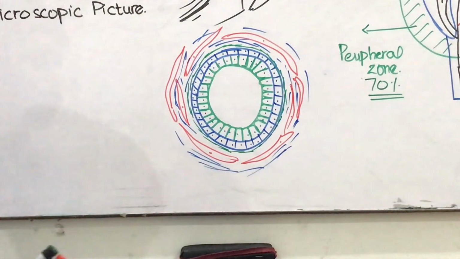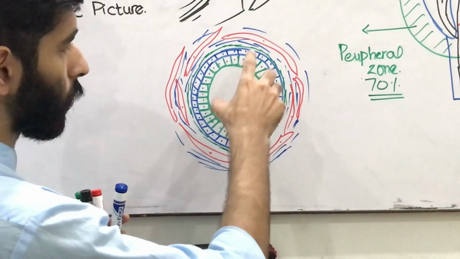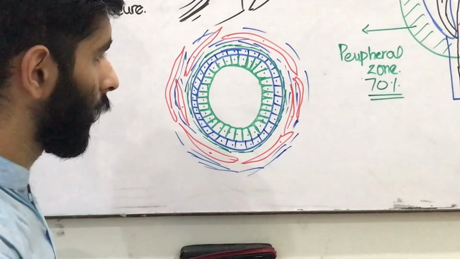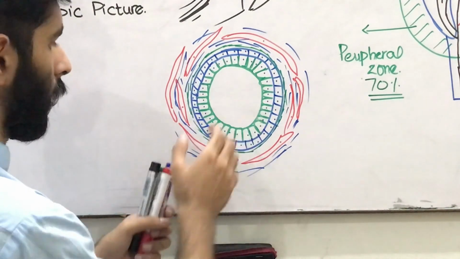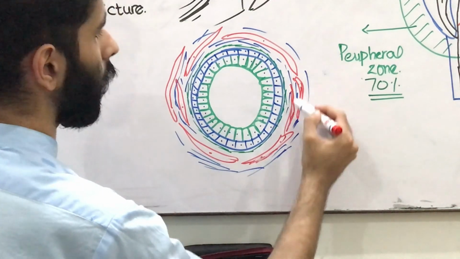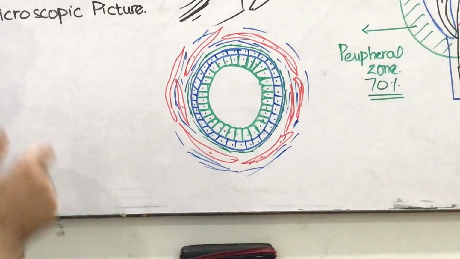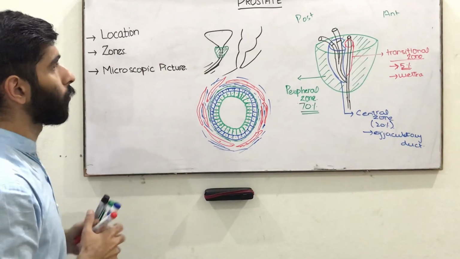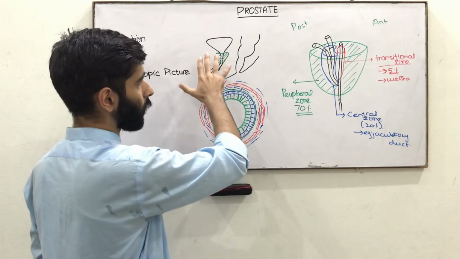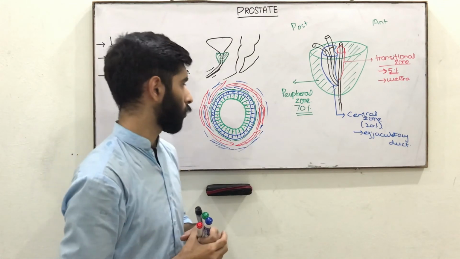So this is the microscopic picture: the prostate consists of this glandular portion which comprises of basal layer and luminal layer, and surrounding these glands there is the stroma portion which comprises of these smooth muscles and the fibrous tissue. So this is a microscopic picture of prostate gland. As we already studied, what is the location of prostate gland, what are the various zones of prostate gland, and what is the microscopic picture of prostate gland.